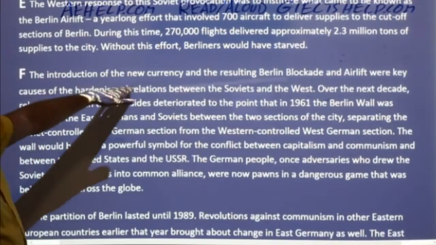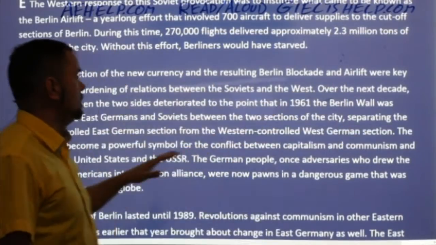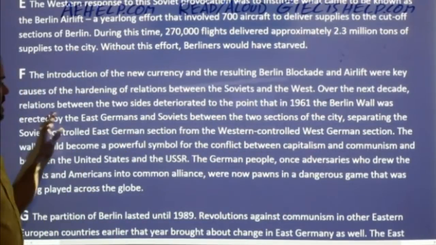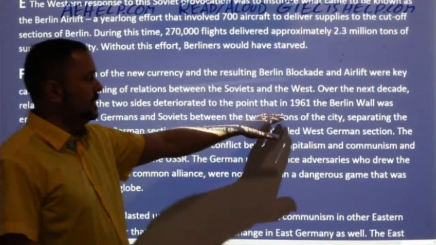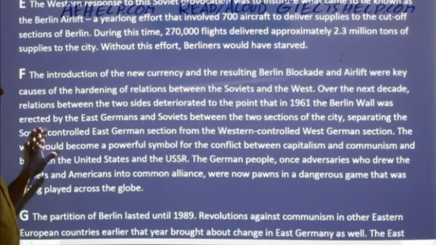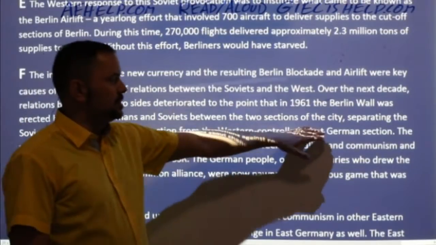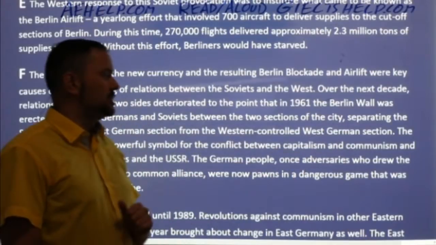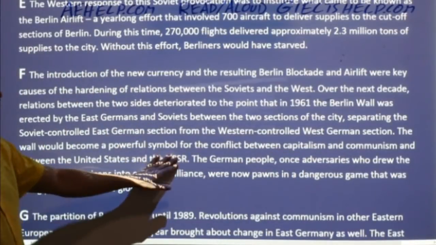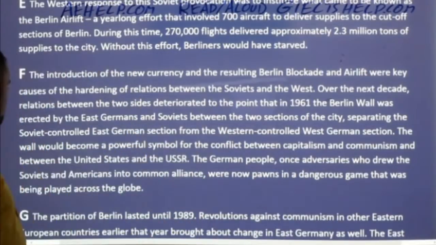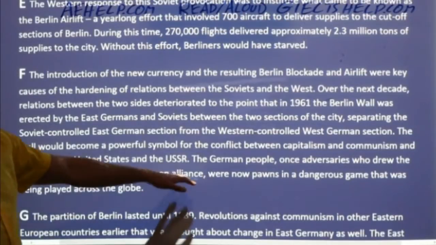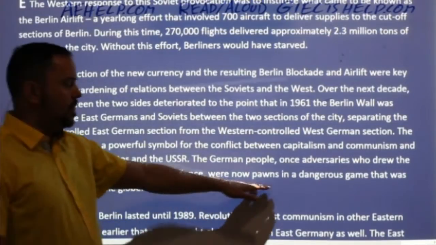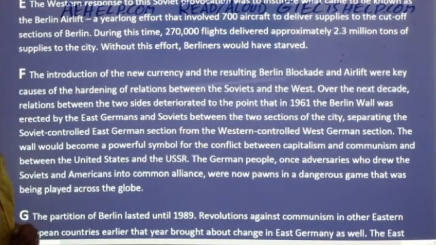The introduction of the new currency and the resulting Berlin blockade and airlift were key causes of the hardening of relations between the Soviets and the West. Over the next decade, relations between the two sides deteriorated to the point that in 1961, the Berlin Wall was erected by the East Germans and Soviets between the two sections of the city, separating the Soviet-controlled East German section from the Western-controlled West German sections. The wall would become a powerful symbol for the conflict between capitalism and communism and between the United States and the USSR. The German people, once adversaries who drew the Soviets and Americans into common alliance, were now pawns in a dangerous game that was being played across the globe.